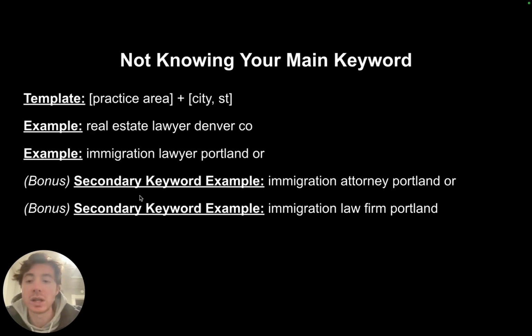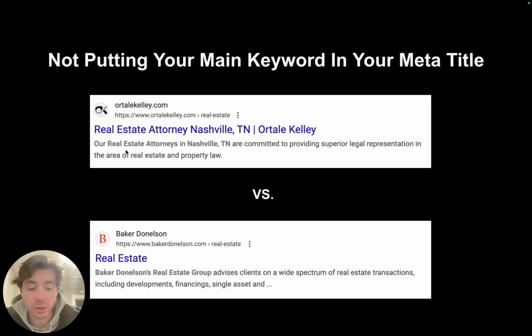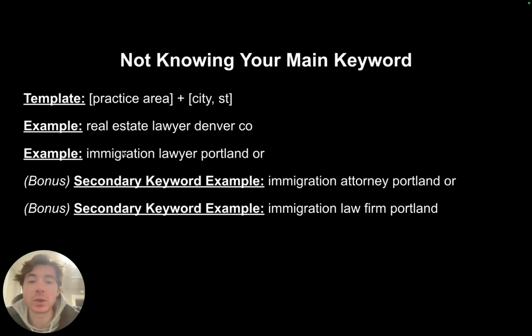It is that simple. So bonus here, I have secondary keyword examples as well. So you obviously don't want to just use the same main keyword over and over again on the same page. So say you have a practice area page for immigration law in Portland, Oregon. This would be your main keyword right here, immigration lawyer, Portland, Oregon. And then throughout the content, you would throw in your secondary keyword. So immigration attorney, Portland, Oregon. So it's kind of the same thing, touches slightly different searches.